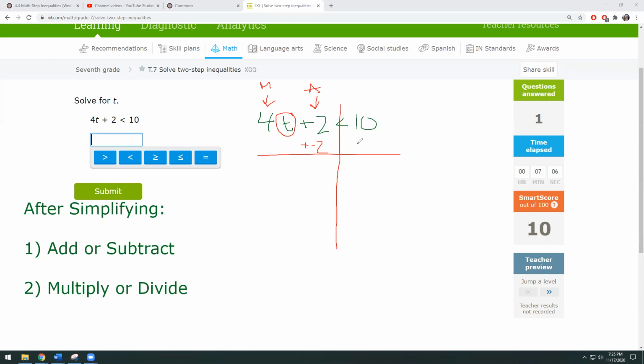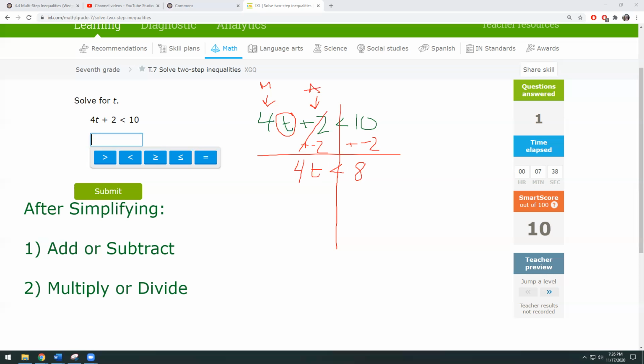Whatever I do on one side, I have to do to the other. A positive 2 and a negative 2 put together makes that go away and leaves me with just my 4t. I was adding here. I only flip the sign if it's multiplication or division by a negative number. So that's not multiplication or division, so I don't flip my sign. And then 10 plus negative 2 is going to give me a positive 8.